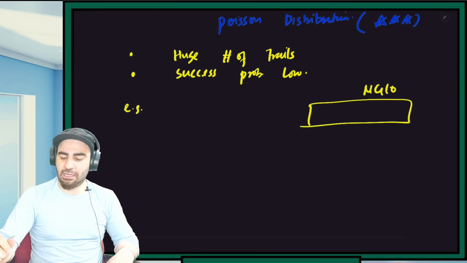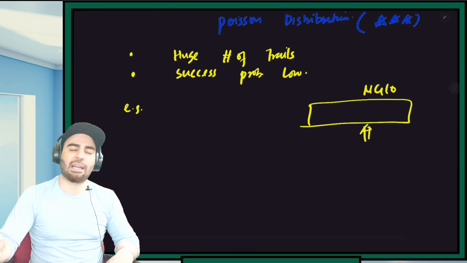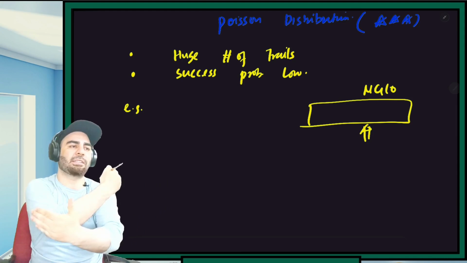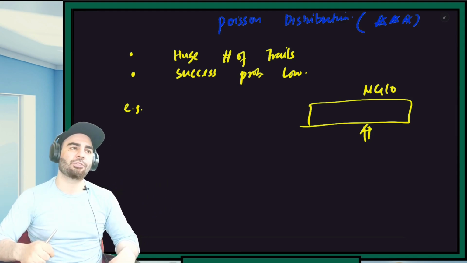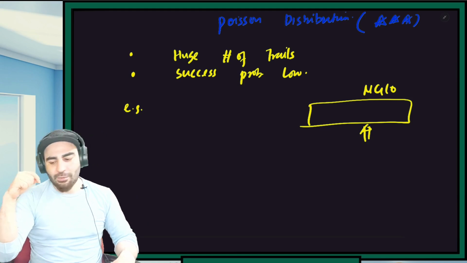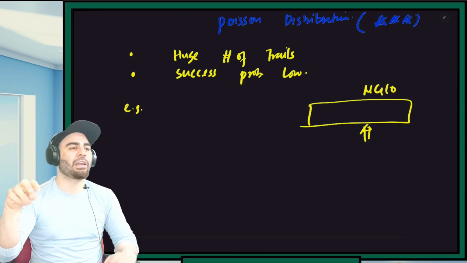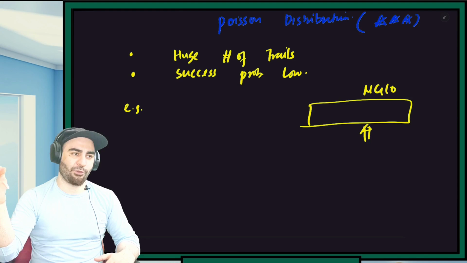Here we perform a lot of trials, because each day a lot of cars pass. Every time cars pass each other there can be an accident, but you know the possibility of having an accident is quite low. So you can approximate it through Poisson distribution.